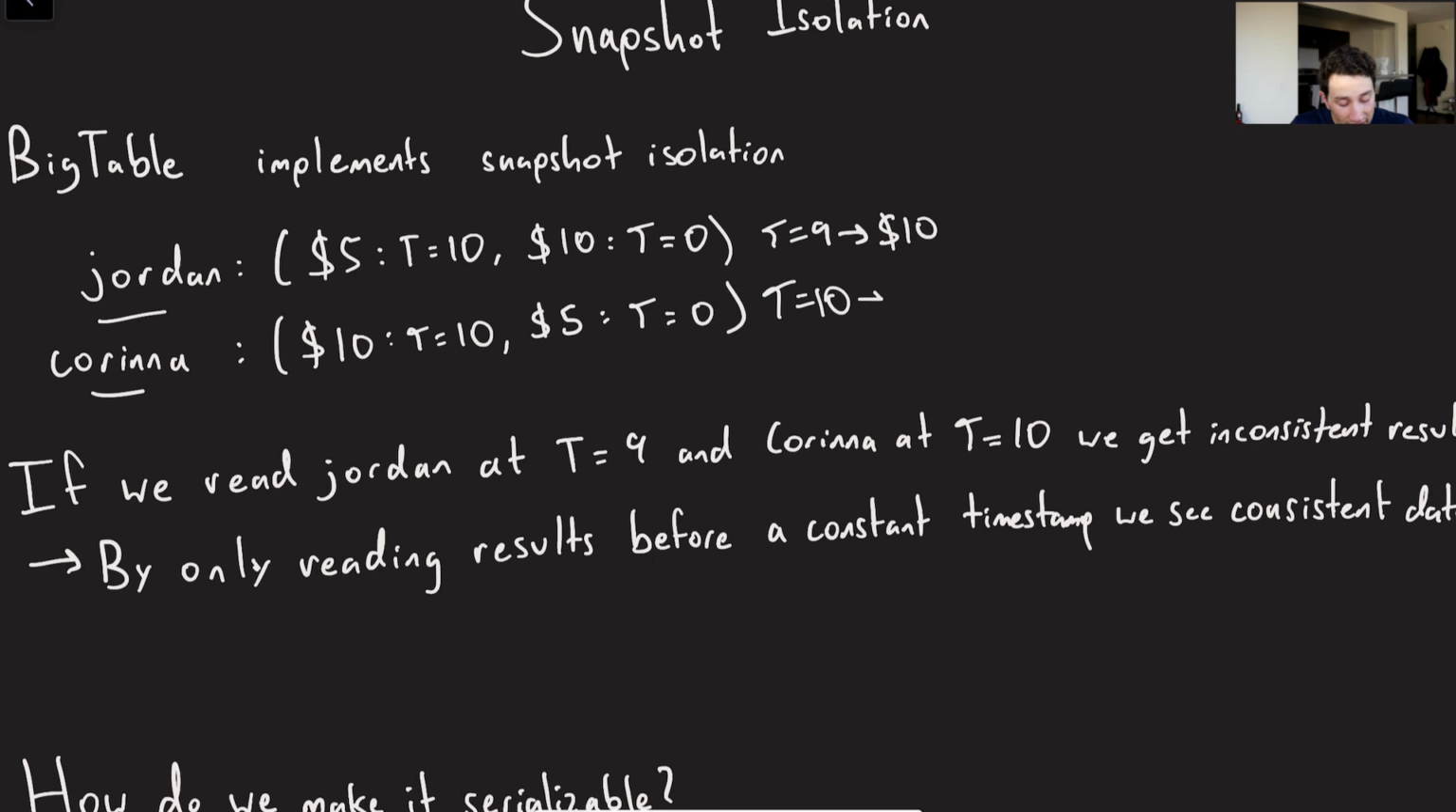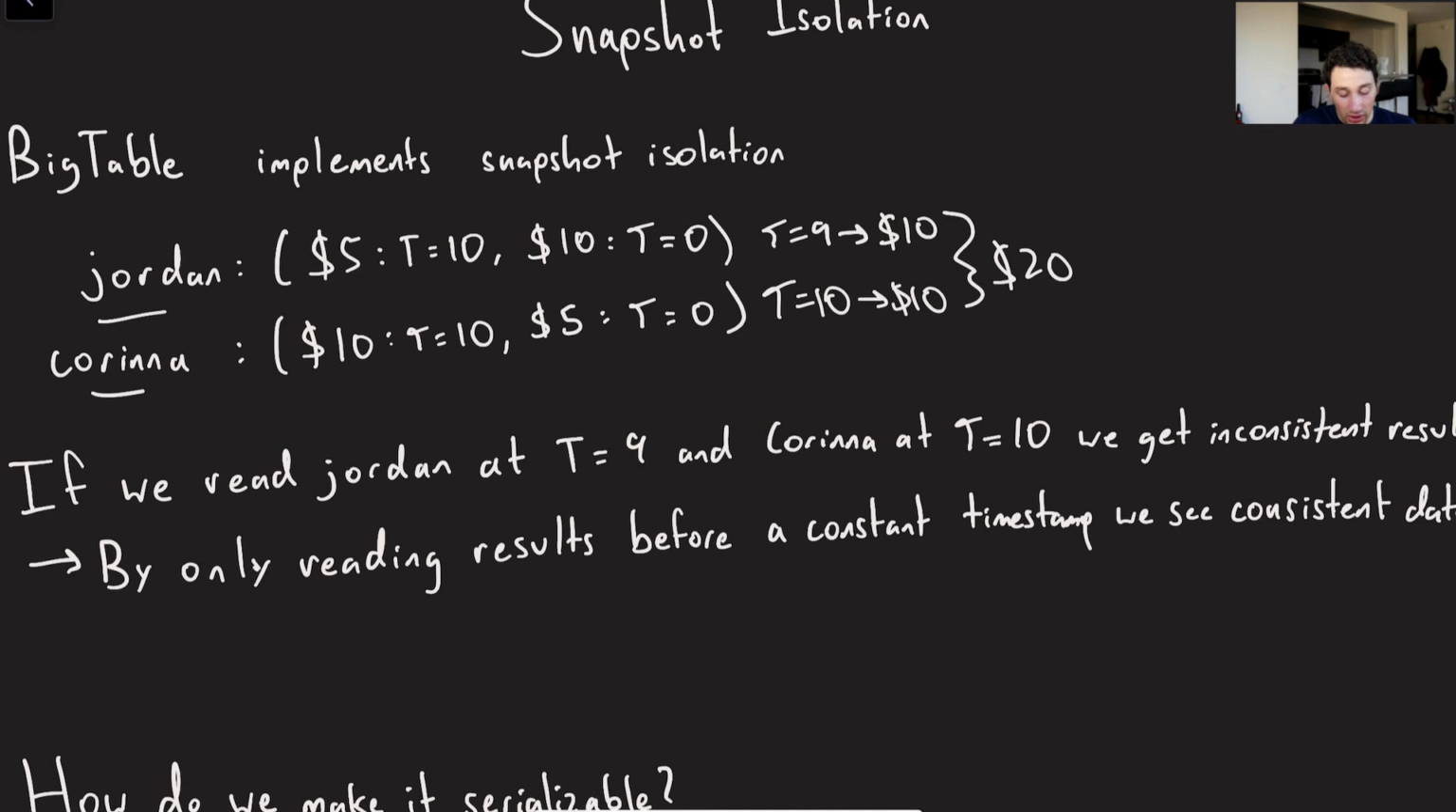And so at t equals 10, notice that the Jordan to Corinna balance transfer has gone through, and she all of a sudden now has $10. And note that now it seems like there's $20 in the whole system when the reality of the fact is that the combined balance of our accounts is only 15. So we read from an inconsistent state.